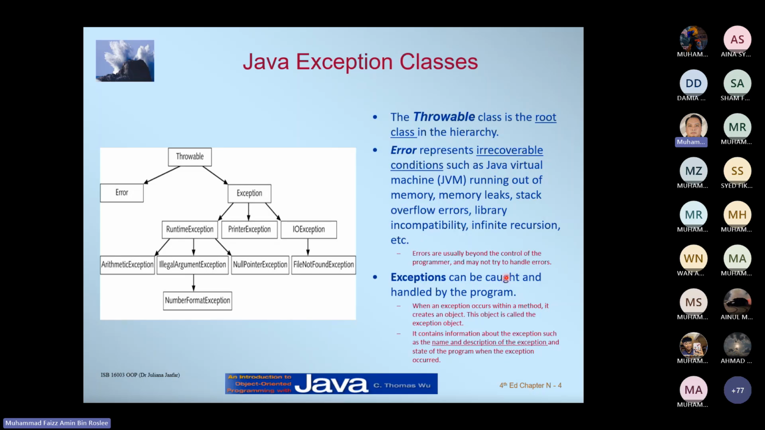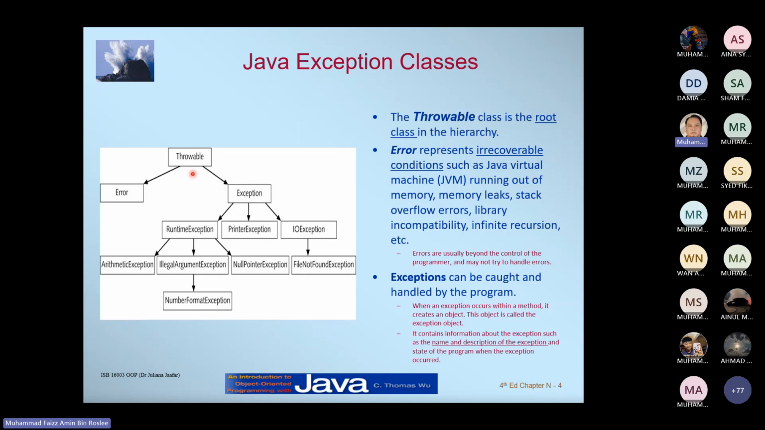Okay, error handling we call it. So, an exception can be caught and handled by the program. When an exception occurs within a method, it creates an object. This object is called an exception, or the exception object. It contains information about the exception, such as the name, the description of the exception, and the state of the program when the exception occurred. Right? So remember, there is the Throwable class.